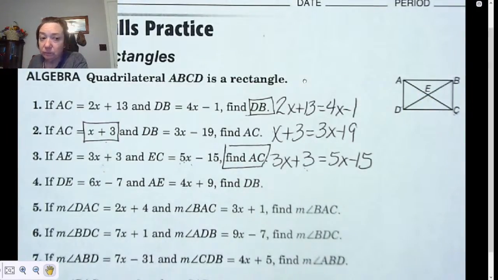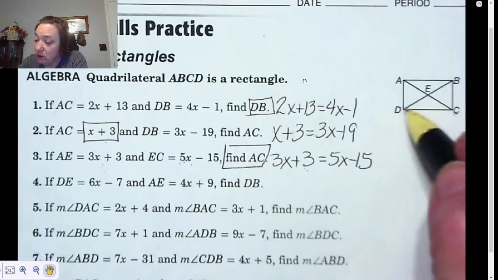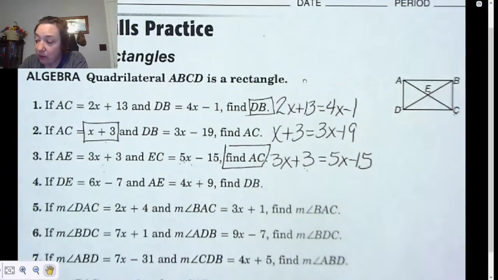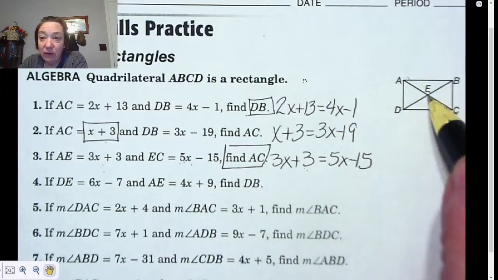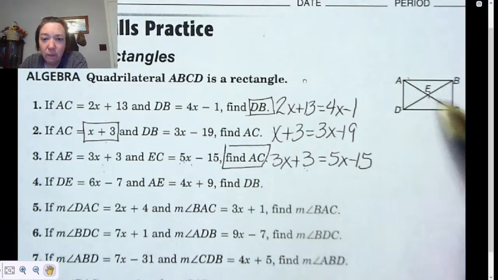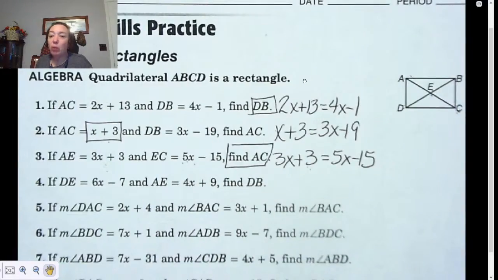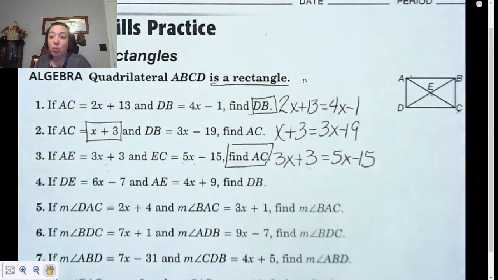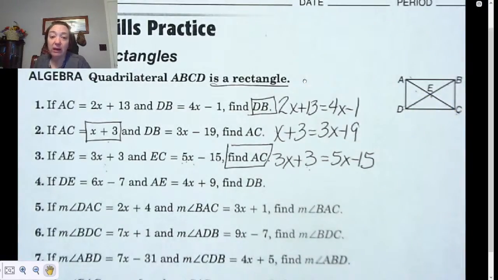Okay? Number 4, they are giving you DE, which is half of a diagonal. And they're giving you AE, which is half of a diagonal, but not the same diagonal. Now, in a regular parallelogram, we wouldn't be able to say these are congruent. However, because this is a rectangle, because they told us it's a rectangle, we can say those are congruent because the diagonals are congruent. And then they bisect each other. So that means all 4 pieces of the diagonals are congruent.